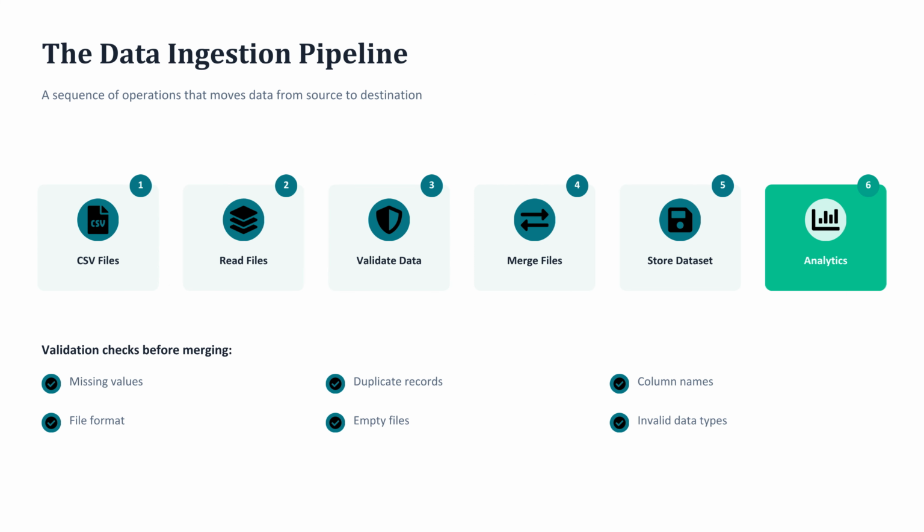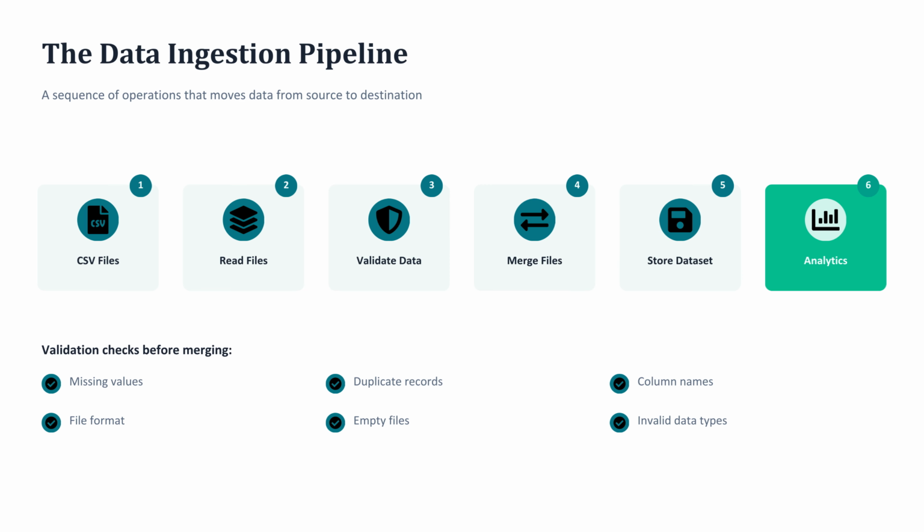Moving to the data pipeline. Let's understand the complete data pipeline process. Our pipeline consists of 6 major steps. The very first step is reading all CSV files. In the second step, we are going to validate the data. This validation includes checking missing values, duplicate records, incorrect column names, empty files, like this. If any invalid data type is there, we will be checking all these things.